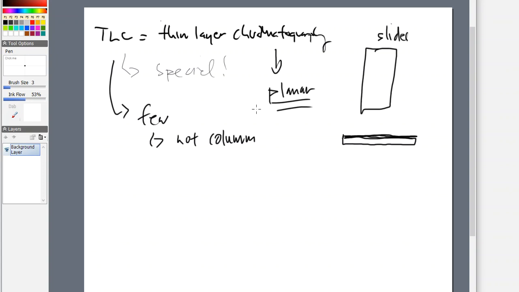Now, this column is not going to be used, but all of the ideas are still going to be there. So we can still talk about stationary phase on the plate. We can still talk about mobile phase on the plate. We can still talk about the way that things are retained on the plate.